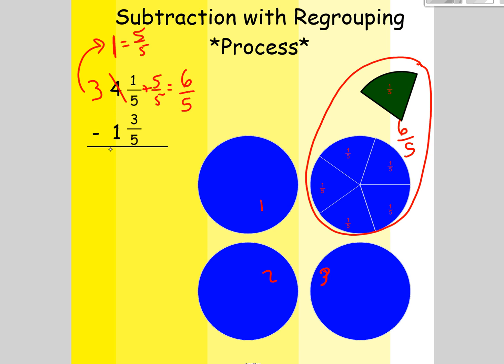Now I want to take away 1 3/5. So I'm going to take away 1. I'm now left with 2 wholes. And take away 3/5. 1, 2, 3. And I'm left with 3/5. So 2 3/5.